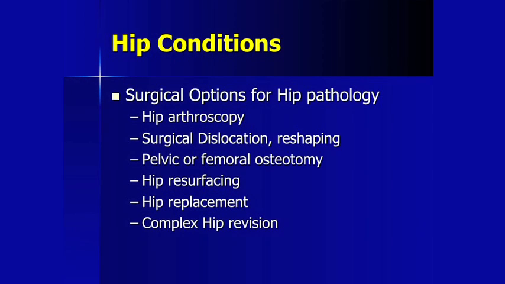Surgical dislocation is something that's been popularized initially in Switzerland, and with reshaping, that's for impingement, and we'll go into that in a little more detail, and it'll be better illustrated with the slides. Pelvic or femoral osteotomy is where you cut the bone and make it more normal if it's abnormal, and we'll talk about that, and it'll be better illustrated later.